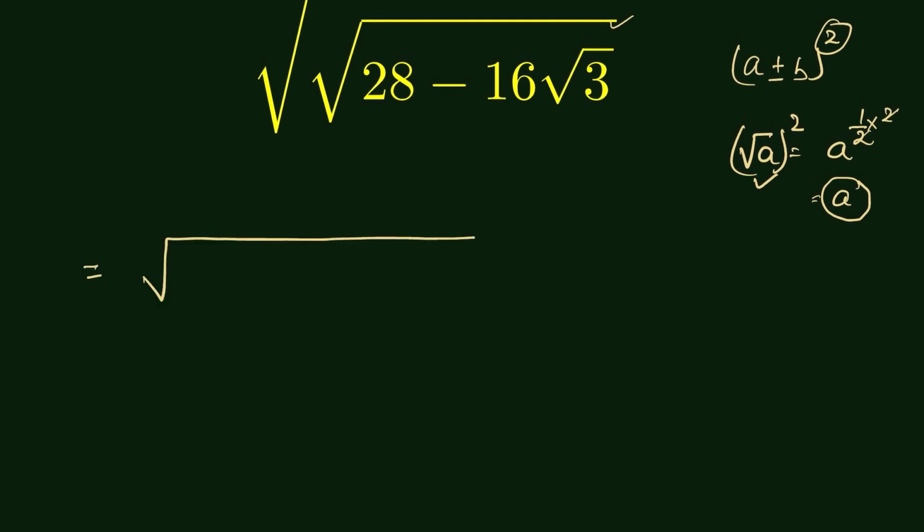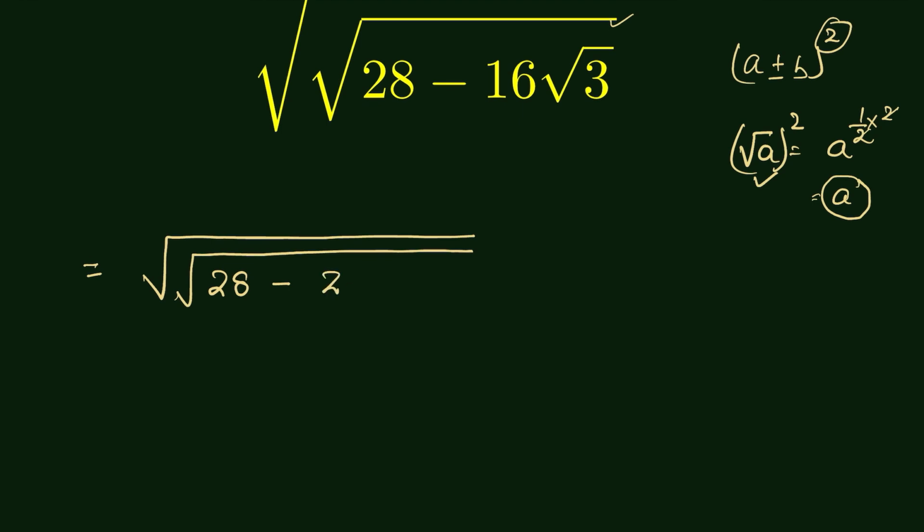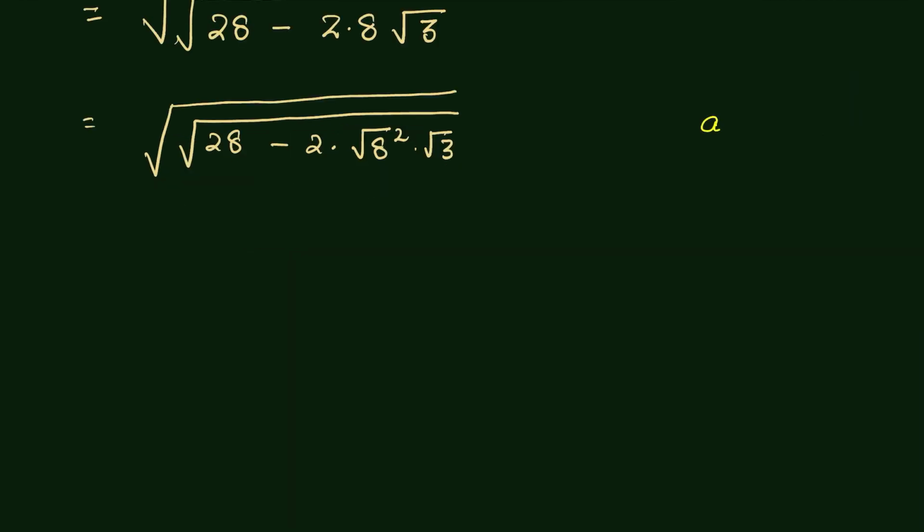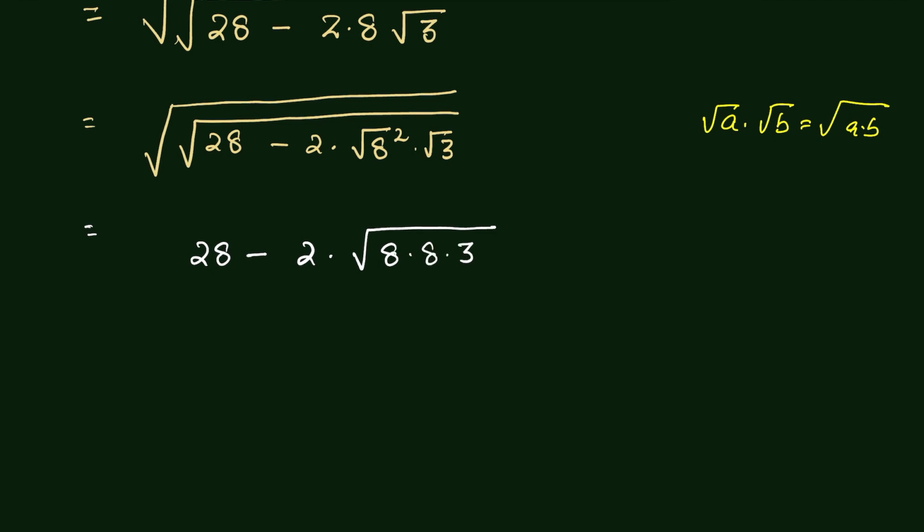So there is first square root and then the second square root. This is called nested radical. 28 minus 16, we can write it as 2 times 8 then times square root of 3, or 2 times again 8, we can write it as square root of 8 square using this principle, then times square root of 3. Now square root of a times square root of b, this we can write as a times b under square root. So here we can write 28 minus 2 times 8 times 8 times 3 under square root, then all under square root and square root.